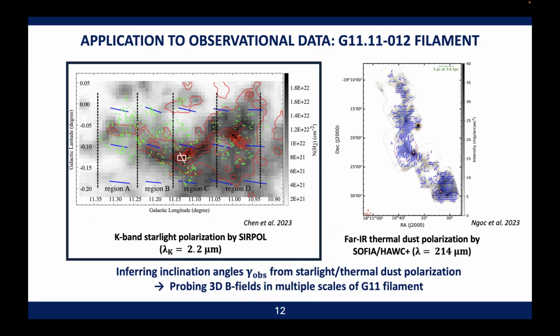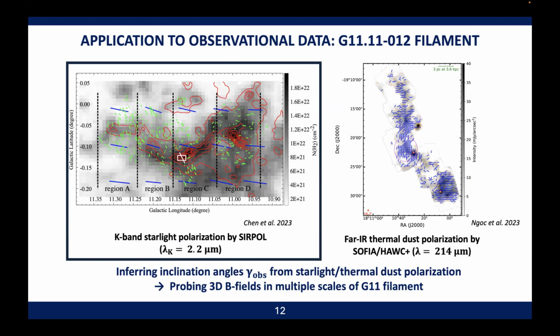So we first apply the new technique to the case of the G11 filament. The G11 filament is a massive filament in the early phase of massive star formation. For the G11 filament, it has both starlight and thermal dust polarization data. The starlight polarization data was observed by SIRPOL at K-band by Zhi-Wei Chen in 2023. And the thermal dust polarization was observed by SOFIA HAWC+ and analyzed by another PhD student, Ngoc Nguyen, in 2023 as well.